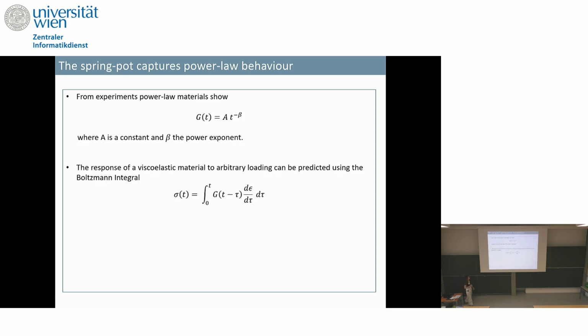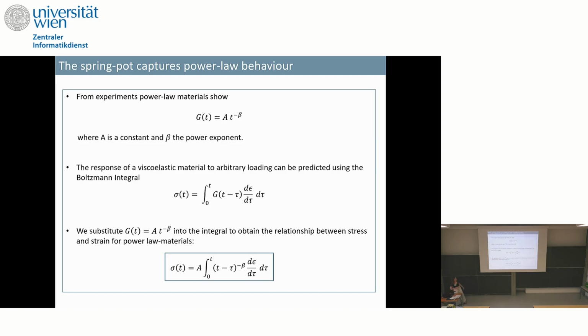If we want to find the response in stress of this material that has this relaxation modulus to any strain, we use the Boltzmann integral. And we know where it comes from, linear approximation and everything. So we substitute this function into this integral. We're not doing anything, we just observed that experimentally. Let's put it into this integral, and this is what we obtain. We haven't done anything difficult so far, just a substitution from what we observed experimentally.